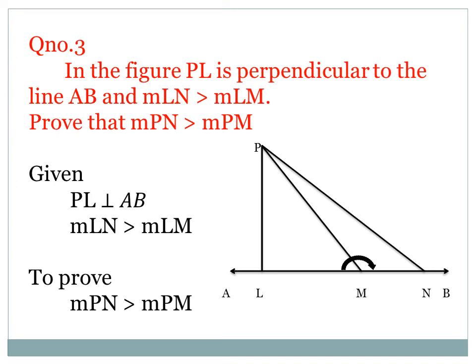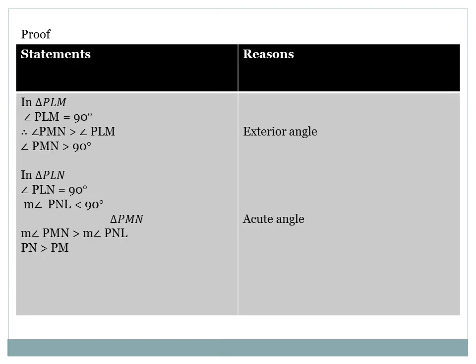We will prove it by writing some statements and the reason of each statement. In triangle PLM, you can see that angle PLM is a right angle which is equal to 90 degrees, and angle PMN is greater than angle PLM, which is an exterior angle, and we can write it as angle PMN is greater than 90 degrees because angle PLM equals 90 degrees. So we can write 90 degrees in place of angle PLM.